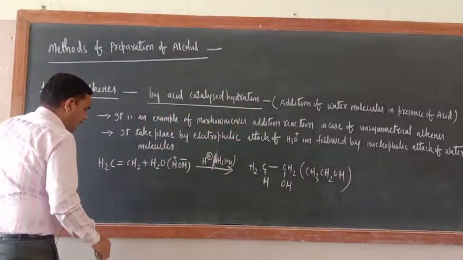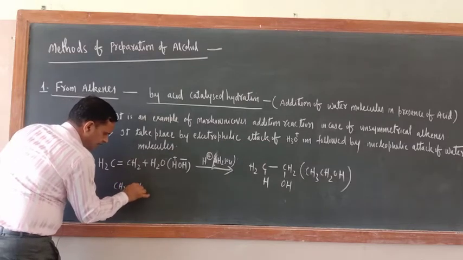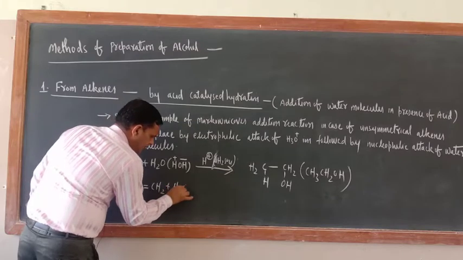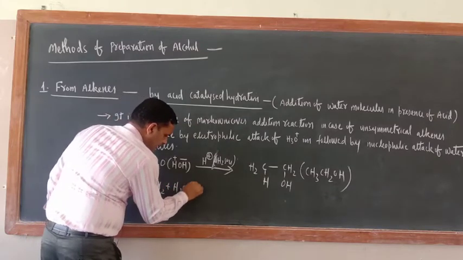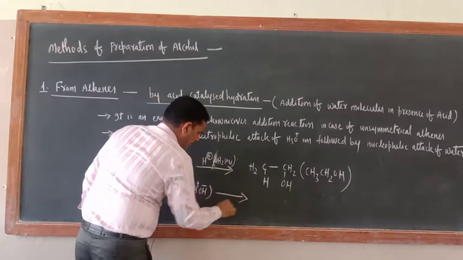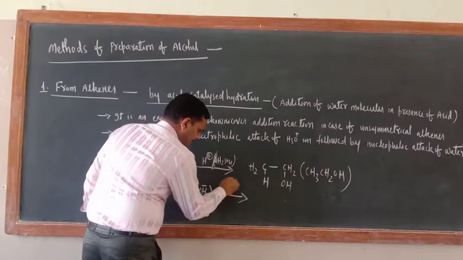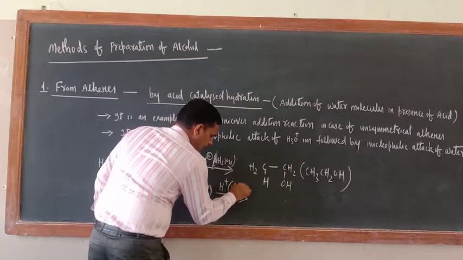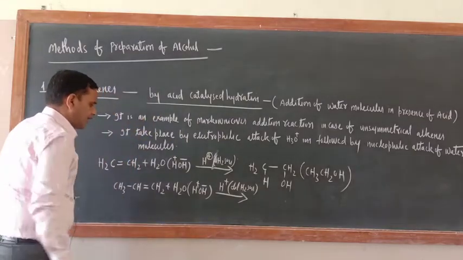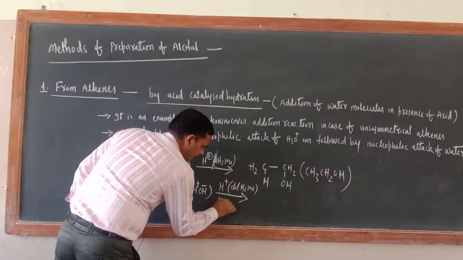Now suppose I am taking an unsymmetrical alkene: CH3CH double bond CH2 plus H2O. Here there is H positive, OH negative, in the presence of acid only, an acid catalyzed reaction, with dilute H2SO4. Now just see, here there is the use of Markovnikov addition.